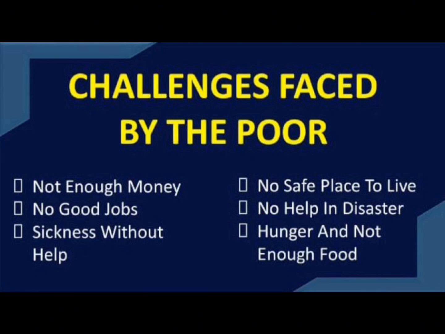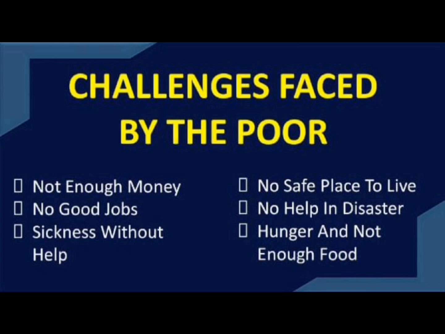Sickness without help. Poor families can't afford to see a doctor when they are sick or buy the medicine they need. This makes it harder to get better and go to work. No safe place to live. Many poor families live in homes that are not safe or healthy, with no clean water or proper toilets. No help in disaster. When disasters like floods or earthquakes happen, poor families suffer the most because they don't have enough resources to recover and rebuild.